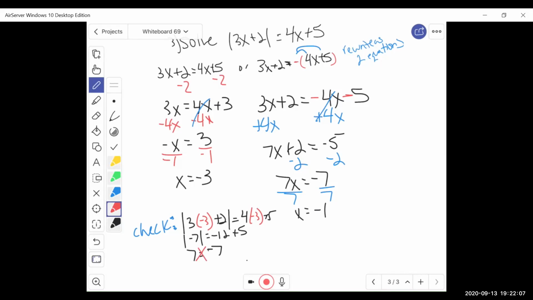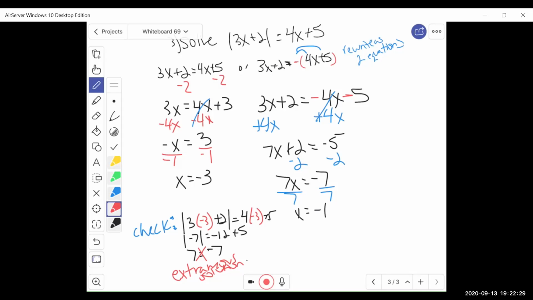So this is what we call an extraneous solution. It is an extra solution that does not exist. How do we know it doesn't exist? When we graphed it, notice it did not intersect. These two equations, the left side and right side, did not intersect at x equals negative 3. That is why it is extraneous.